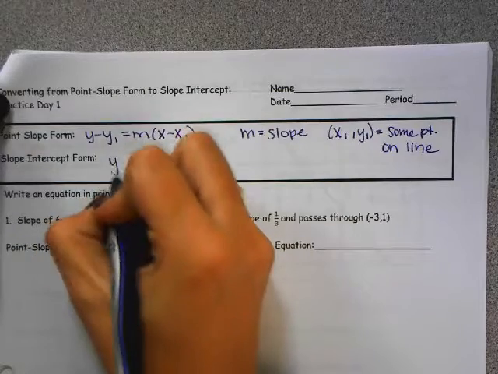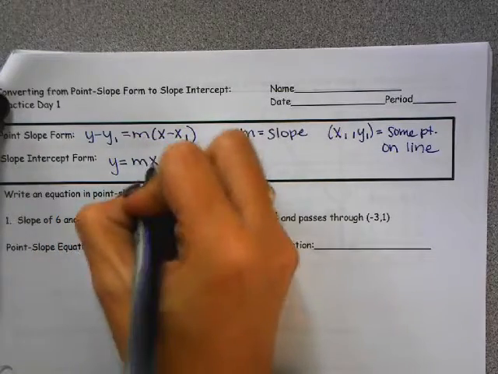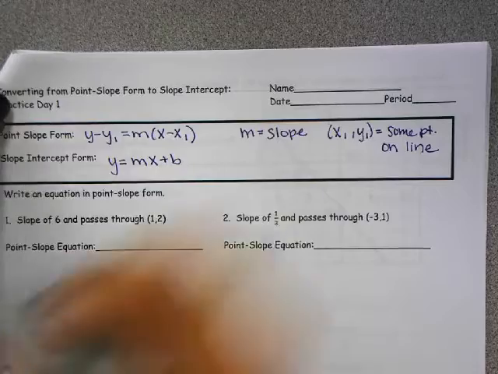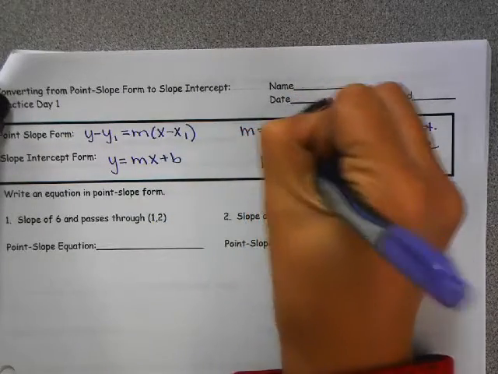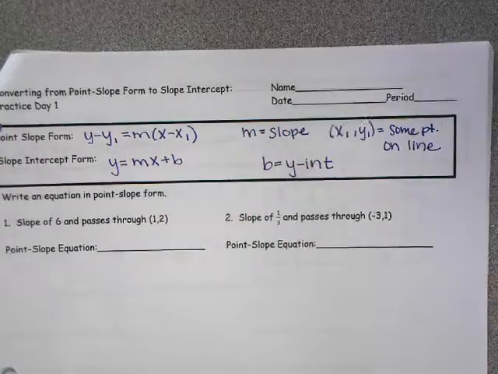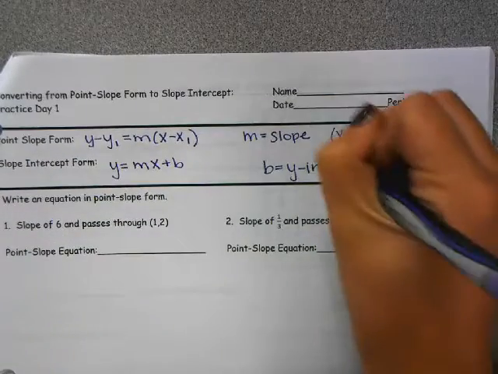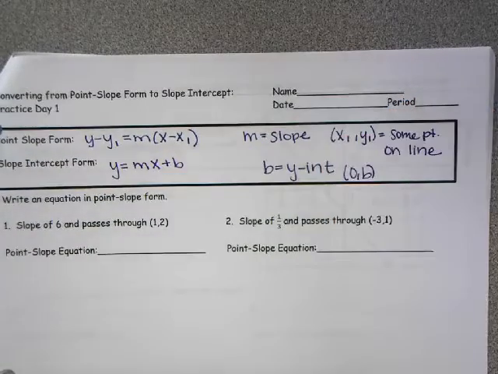Slope-intercept form is y equals mx plus b. And b is your y-intercept. Okay, so remember, we did y-intercept. That's when it's in the form of (0, b), something like that, okay?